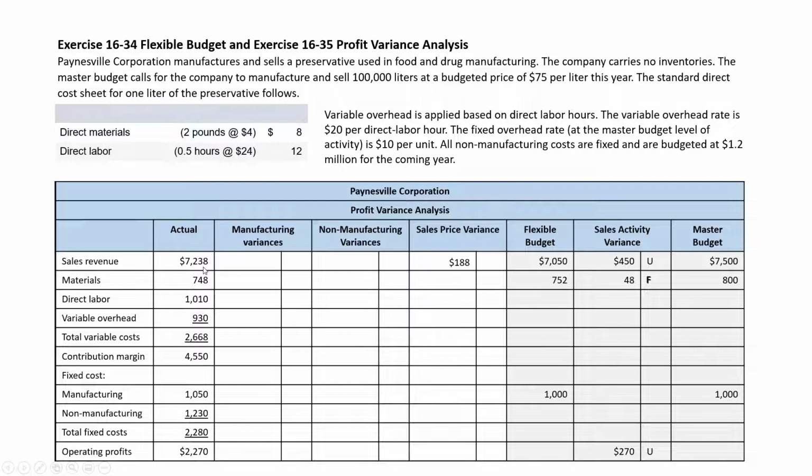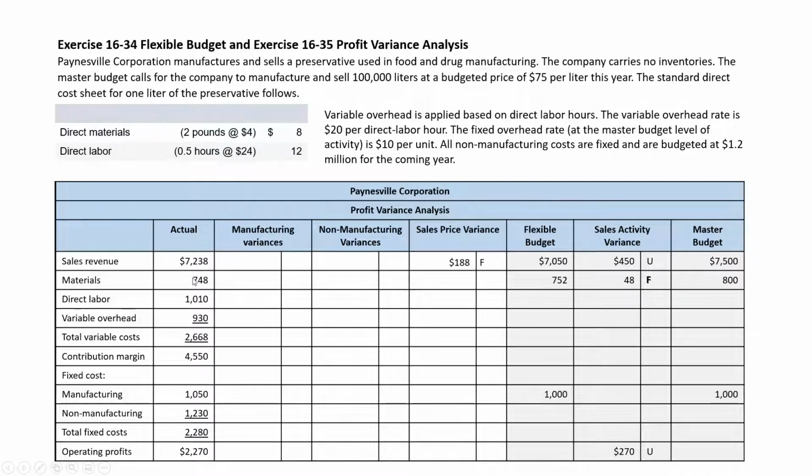Step back. If the actual sales revenue is greater than what we thought it would have been, still acknowledging that both of these are at the sales activity level of 94 and 94,000. If it's greater, then that's a good thing. So this is going to be favorable.